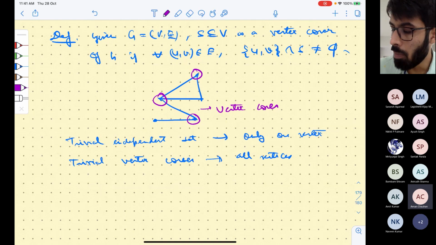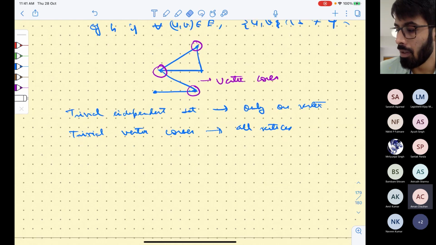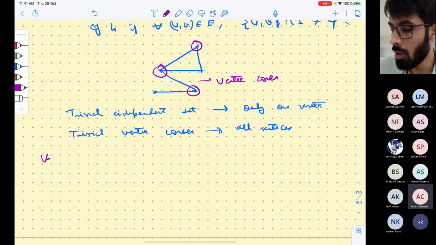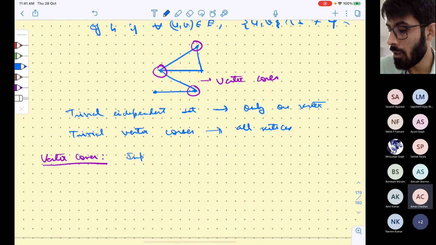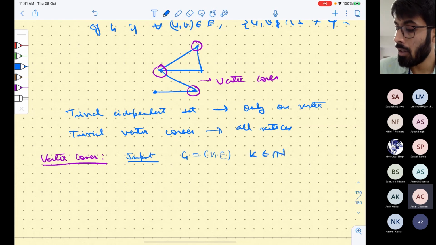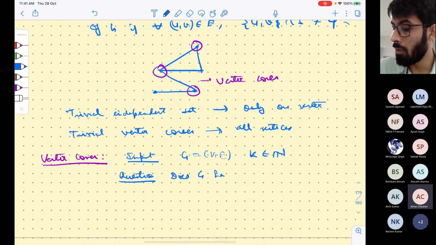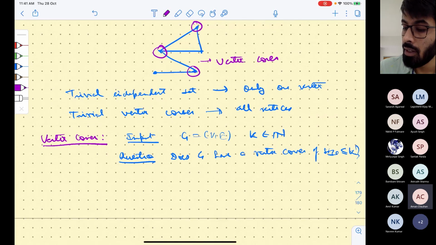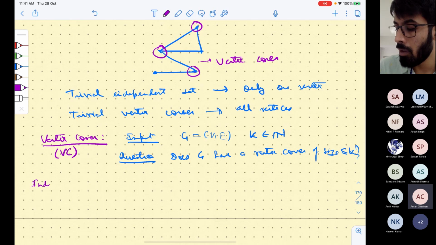So yeah, now let's define the problems. We have defined this, but we are going to define the problems in decision version. I'll come to what that means. So vertex cover. Let's define the problem. So input is G equals (V, E) and an integer K. And the question is, does G have a vertex cover of size less than or equal to K? Right. Similarly, we define independent set, or let's abbreviate VC for vertex cover, the problem.